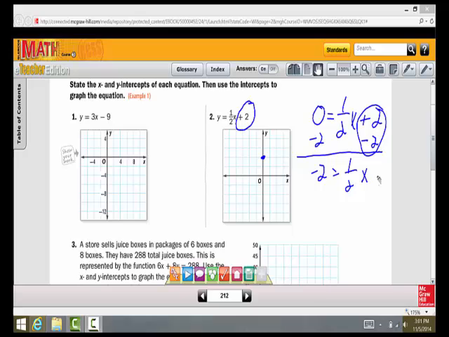This here tells us that I can now multiply both sides of the equation by 2 over 1, or just 2. So if I multiply this side by 2, I have -2 times +2 would be -4 equals x, because these two cancel each other out. So now we have an x-intercept of -4.